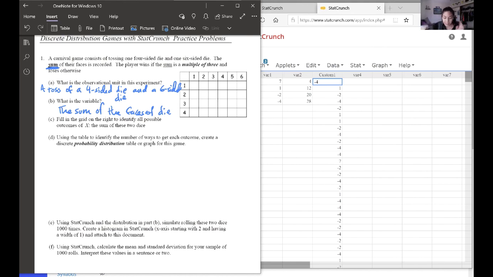Perfect. All right, part C: fill in the grid to the right and identify all possible outcomes of X, the sum of these two dice. For example, if we roll a 1 and a 1, then the sum is going to be a 2, right? So you want to fill this whole table out. If we do a 2 and a 1, that's 3, 4, 5, 6, 7, 8. 4, 5, 6, 7, 8, 9. 5, 6, 7, 8, 9, 10.